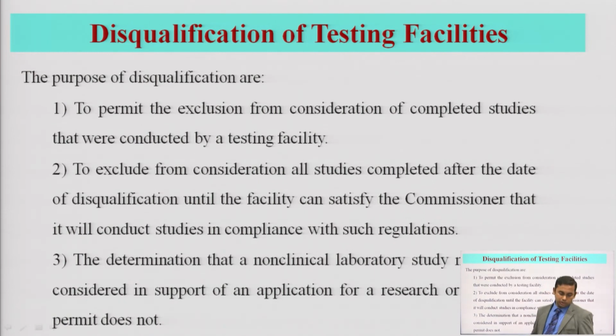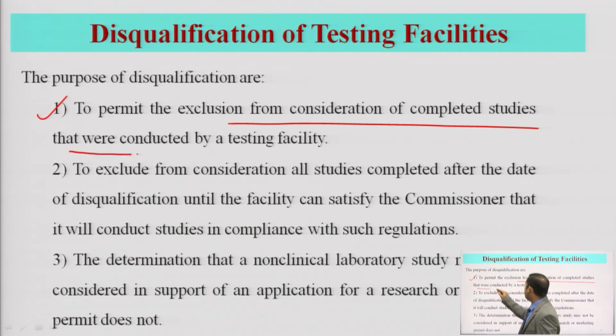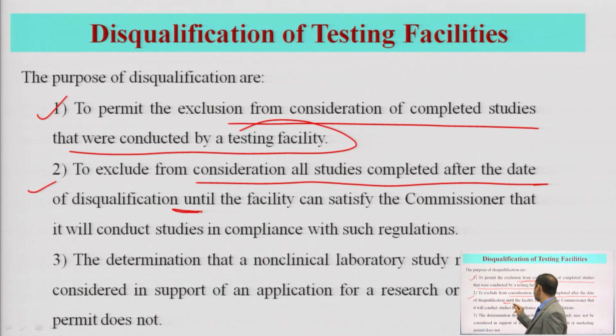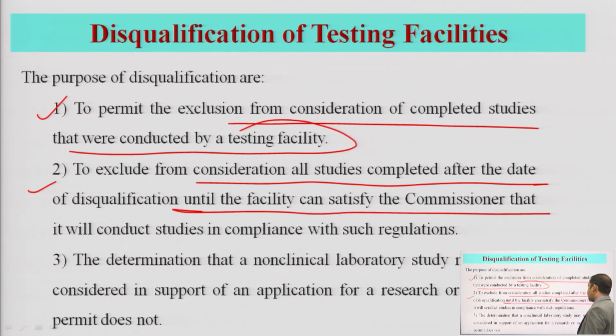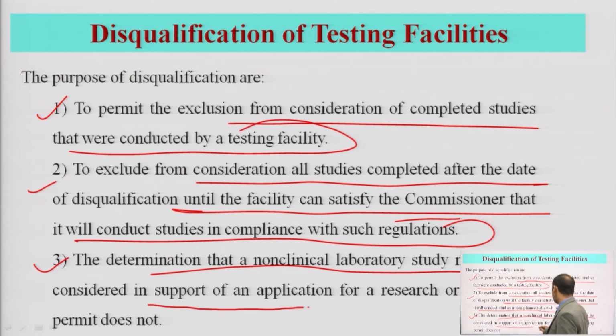Now, in which cases are there chances of disqualification? What is the purpose of disqualification of the entire study? To permit the exclusion from consideration of the completed studies that were conducted by a testing facility. To exclude from consideration the studies completed after the date of disqualification until the facility can satisfy the commissioner that it will conduct studies in compliance with such regulations. The determination that a non-clinical laboratory study may not be considered in support of an application for a research or marketing permit does not exist.